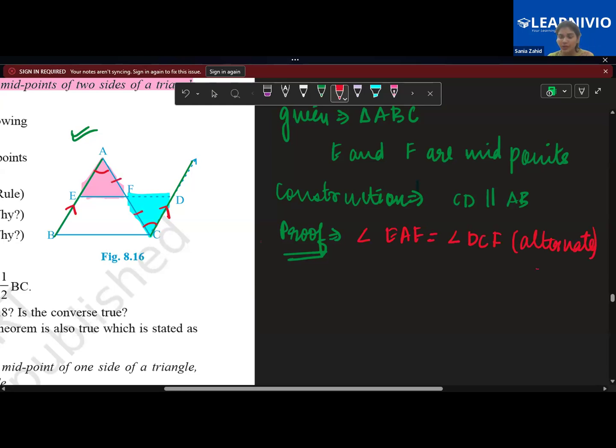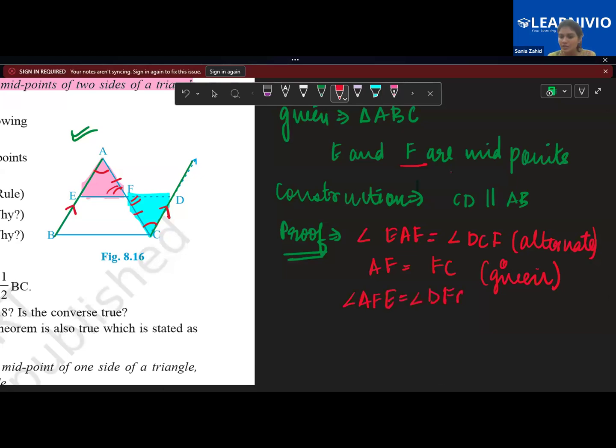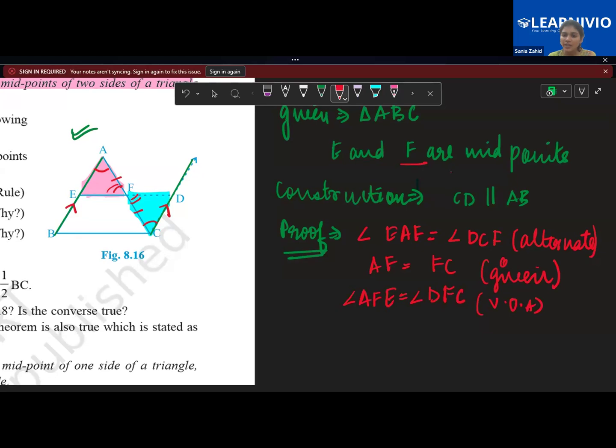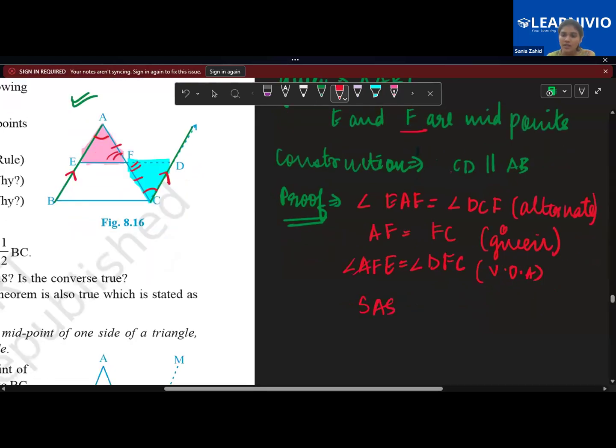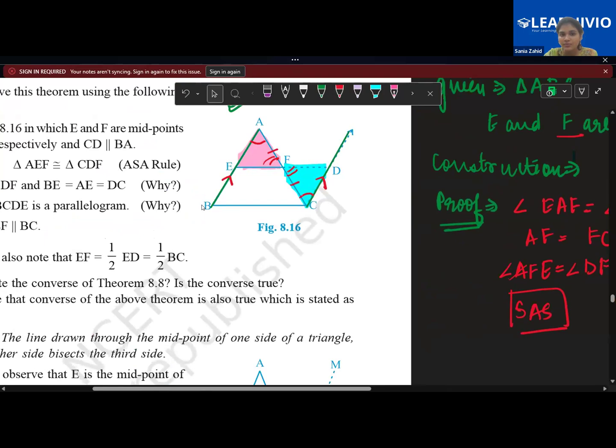Then I have this side equal to this side. Why? Because F is the midpoint. I wrote here F is the midpoint. So AF is equal to FC. Why? Because it is already given in the question. Then next, this angle is equal to this angle. So you can write angle AFE is equal to angle DFC. Why? Because they are vertically opposite angles. So children, I use the SAS congruency to prove that the following triangles are congruent to one another. Understood till here? Yes, ma'am.